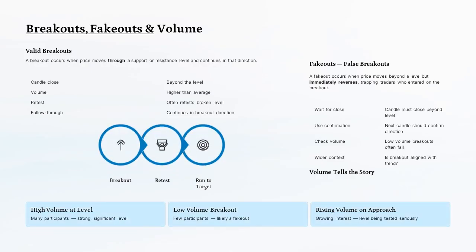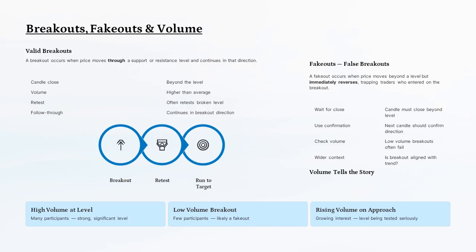Not every touch of a support or resistance level leads to a bounce. Sometimes price breaks through. These are breakouts. But not all breakouts are real. False breakouts, called fakeouts, can trap traders who enter too early. Let me show you how to distinguish between valid breakouts and fakeouts.